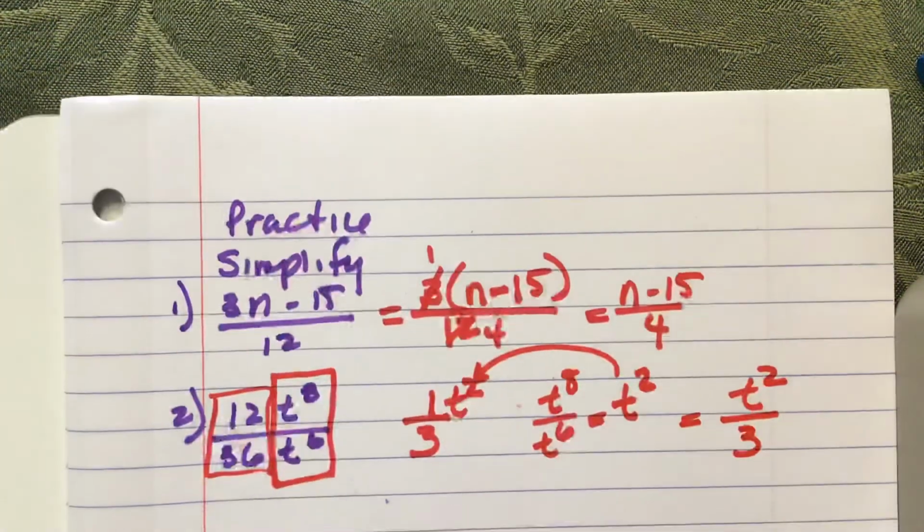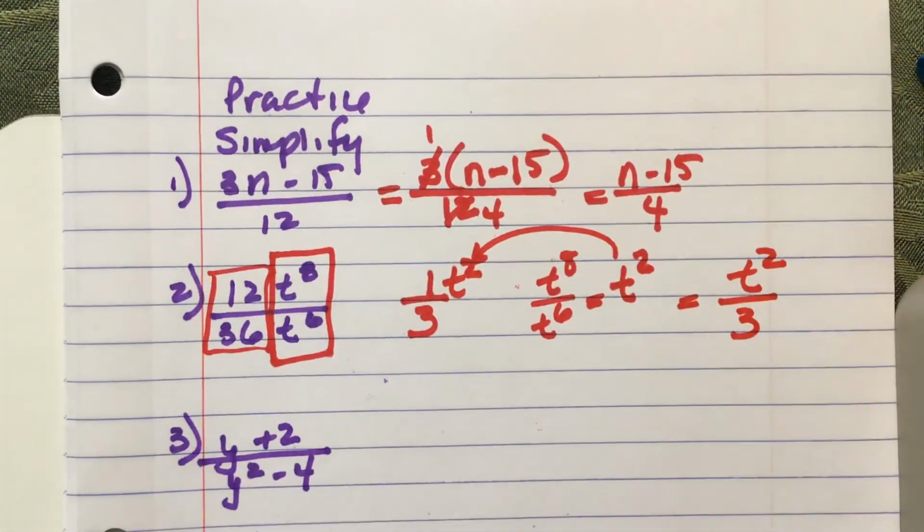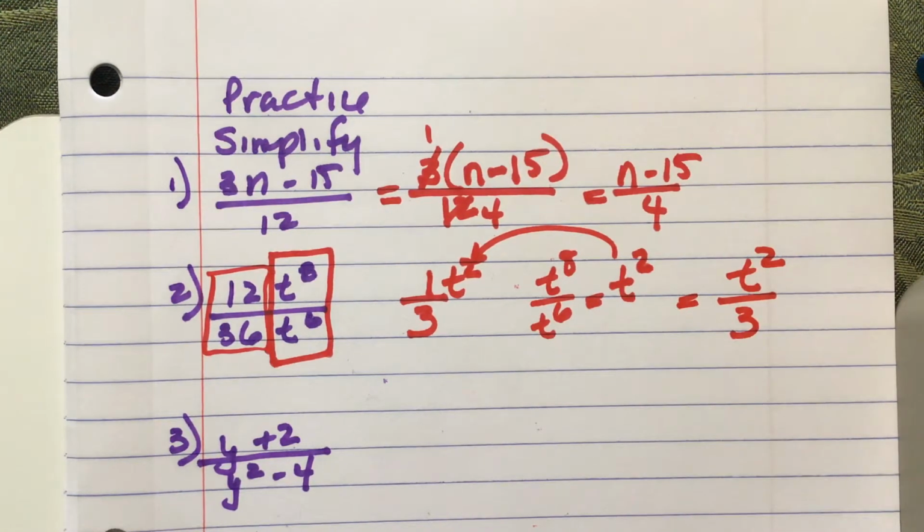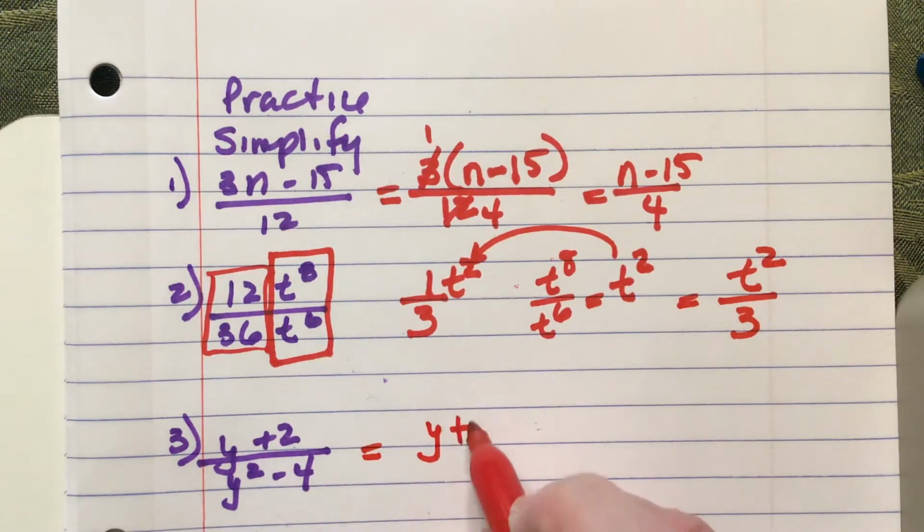Okay? So let's do my next one. Again, we're going to use a lot of factoring here. So my numerator says y plus 2. Well, I can't factor y plus 2 anymore, so I'm just going to leave it y plus 2.